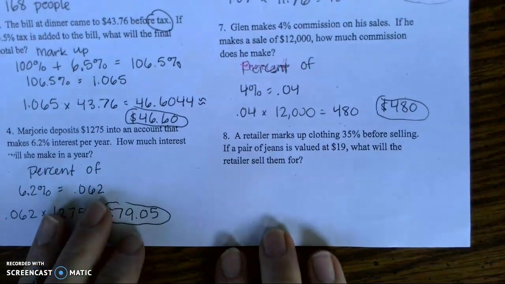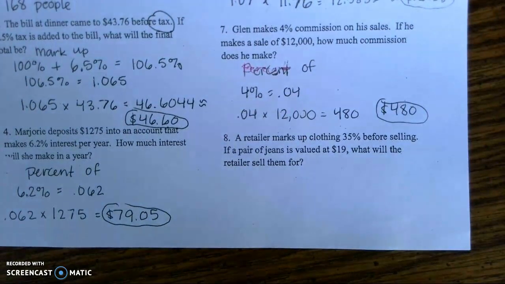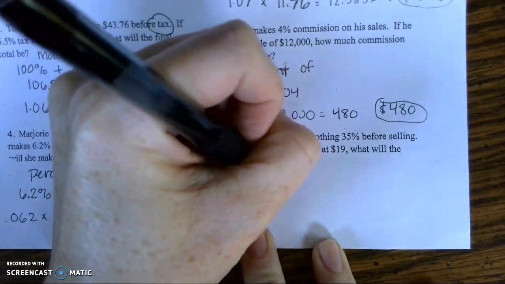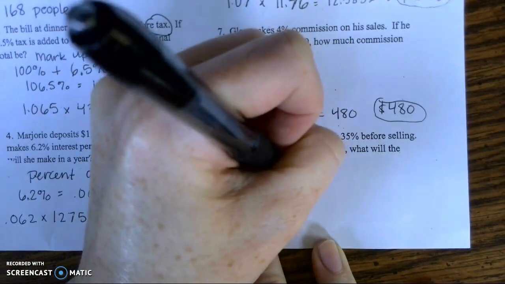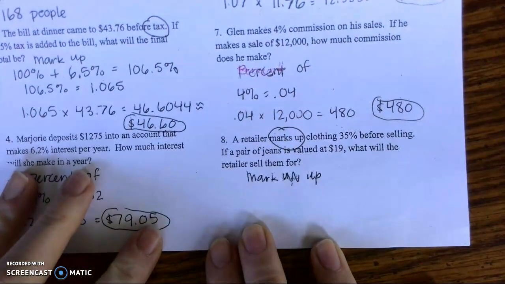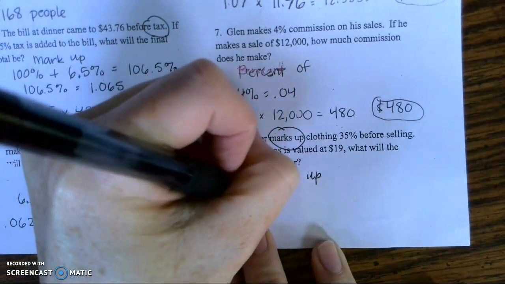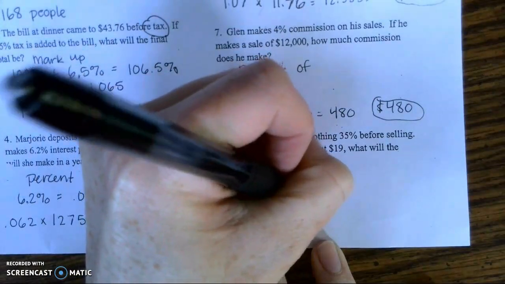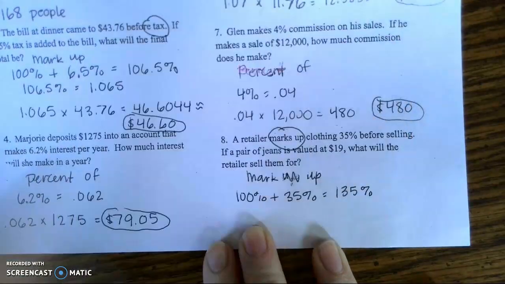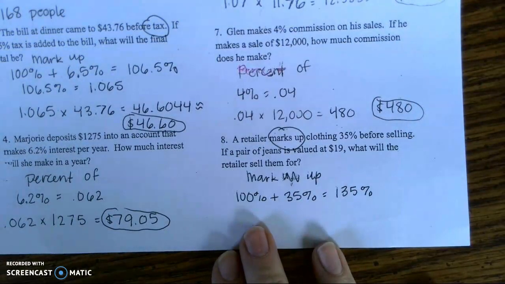All right, last one. A retailer marks up clothing 35% before selling. If a pair of jeans is valued at $19, what will the retailer sell them for? So this one clearly says marks up, so it's a markup. Okay, so we're going to take 100% and add our markup of 35%. So that would give us 135%.